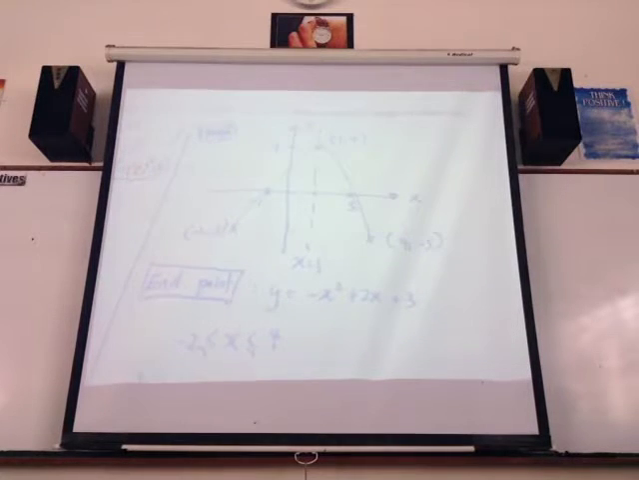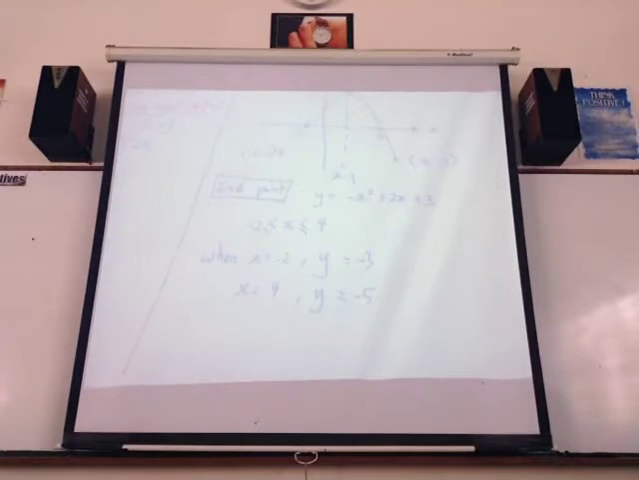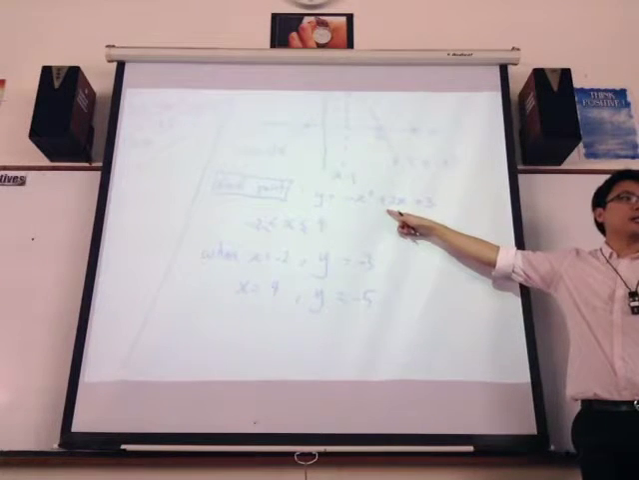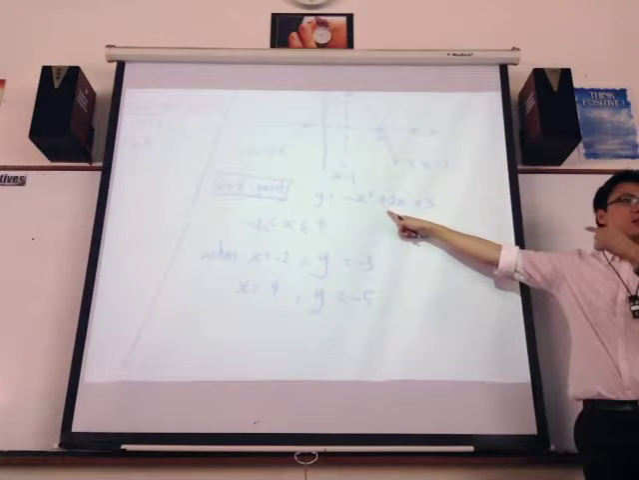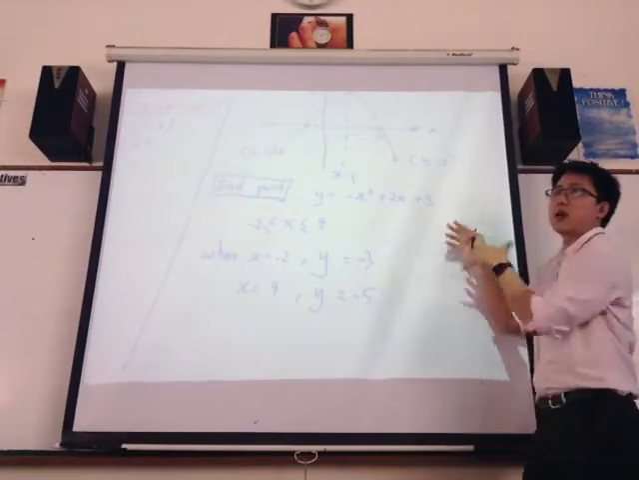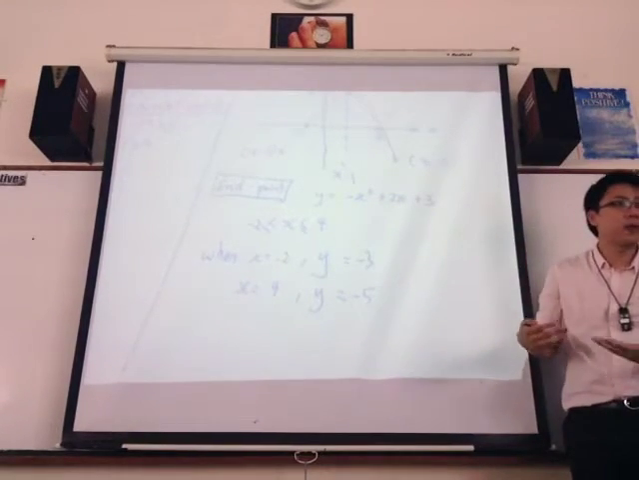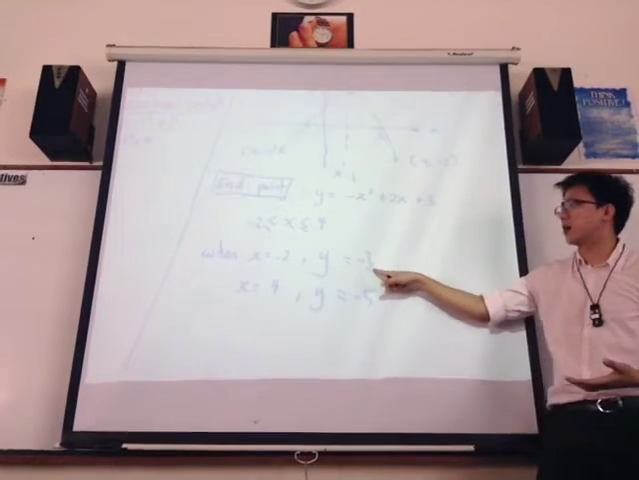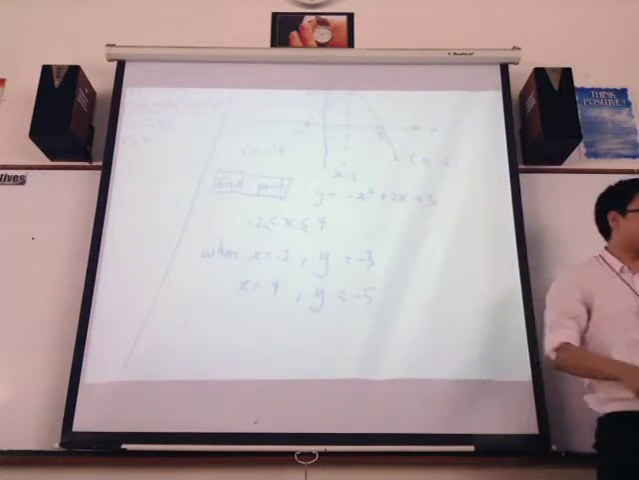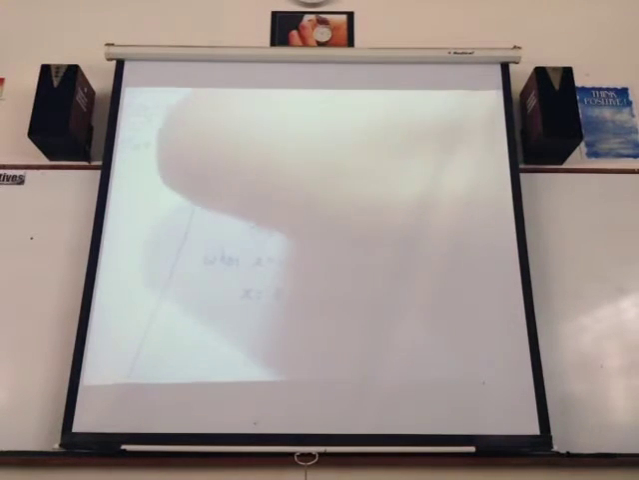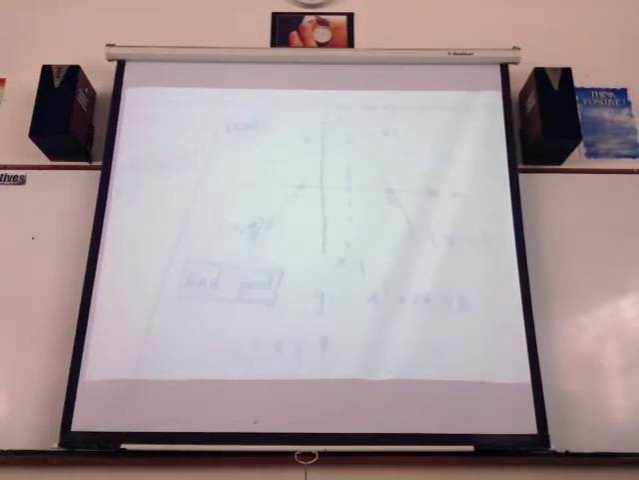Okay, now let's look at the endpoint again. Now, look at this endpoint. Based on this equation, I don't even consider the modulus sign. I only consider the original equation. So original equation, if I put negative 2 in, is it 5 or negative 3? Negative 5. So this is negative 5. Okay. Let's start now.